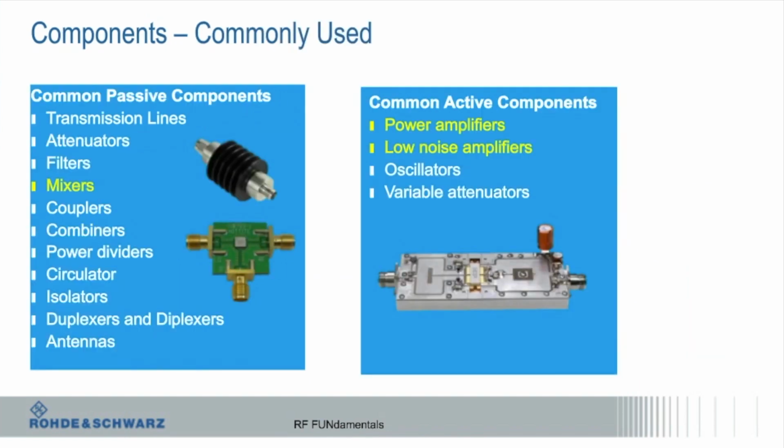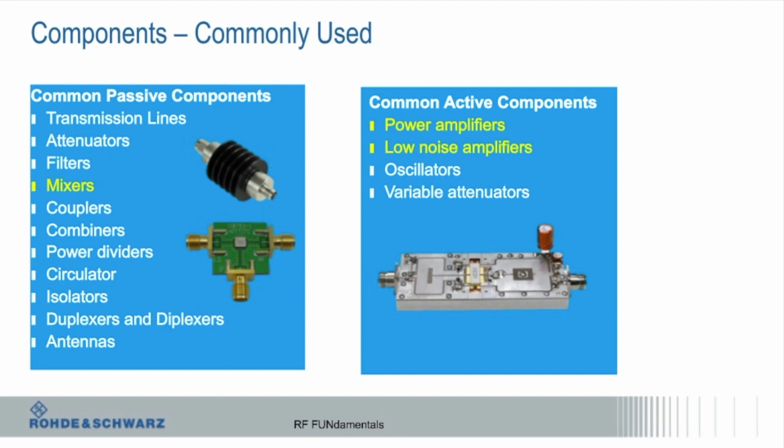Okay, so common components. Transmission lines we talked about, attenuators, filters, mixers. Mixers are really transforming one frequency to another. Couplers, I mentioned that in the VNA picture. It's sampling a bit of a signal off. Combiners, taking two signals and putting them together. Did I have a question back there, or are you just stretching? No? Okay.